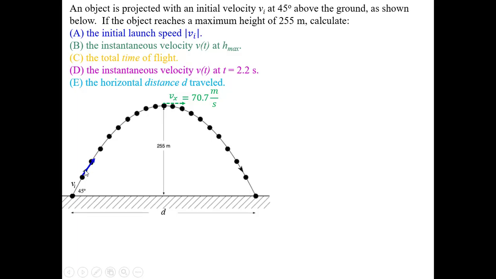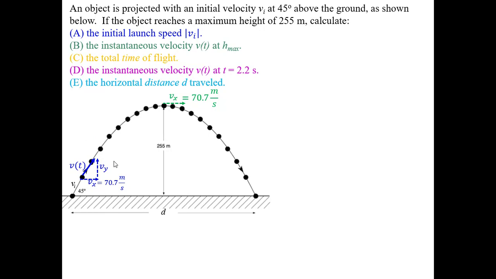So I'm just going to put the velocity at 2.2 somewhere around here just for the sake of teaching how to solve a problem. Okay. So not to scale. So here's v of t. Well, to find v of t, I need to find vx and also vy, right? But Vx is super easy because it's 70.7. It doesn't change. Once you find it, it doesn't change, right? The only thing I do need to find is Vy.